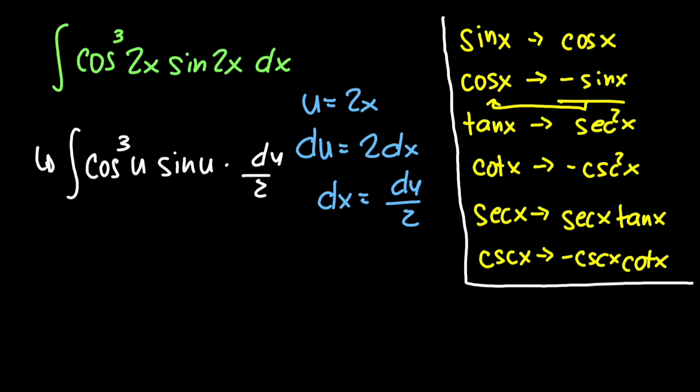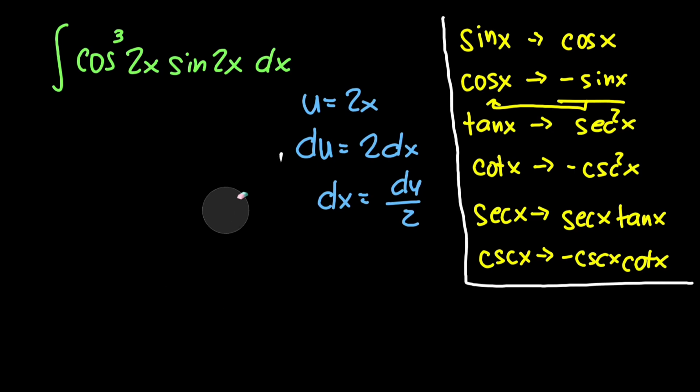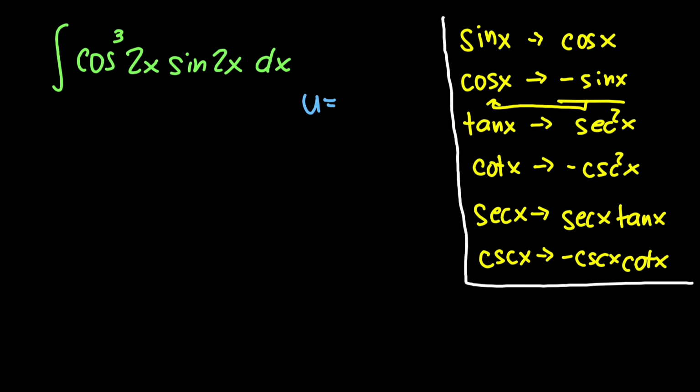So you can see here, it is not simplified because it is not cancelled by anything. So you are left with 1/2 integral of cosine cube of u sine of u du. It is complicated to take the integral of this. So what we're going to do here is to let u be a different form. So it will not be 2x. Let's try cosine of 2x.